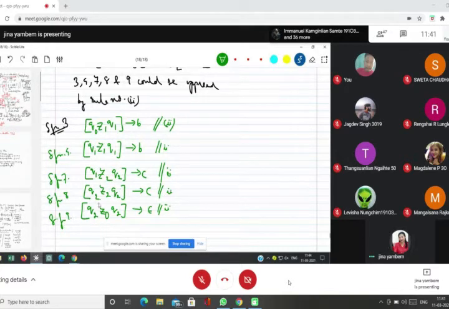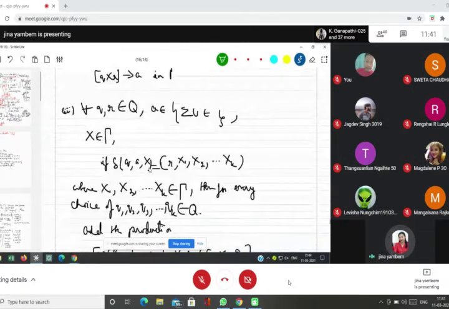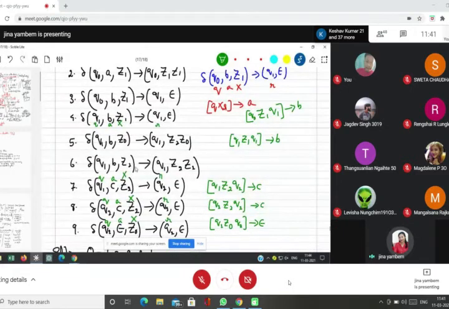Whatever transition functions are provided to us, we check which rules are applicable to each transition function and can be converted into production rules of our target context-free grammar. So I'm ending the class here.